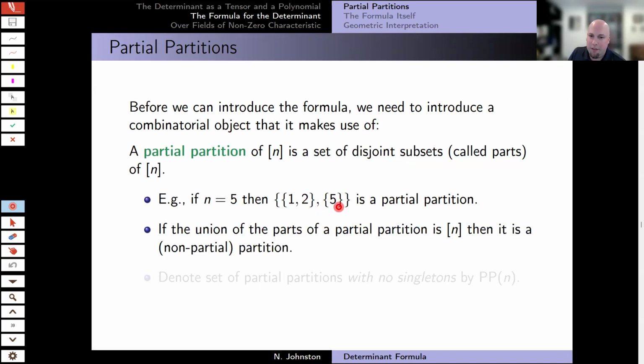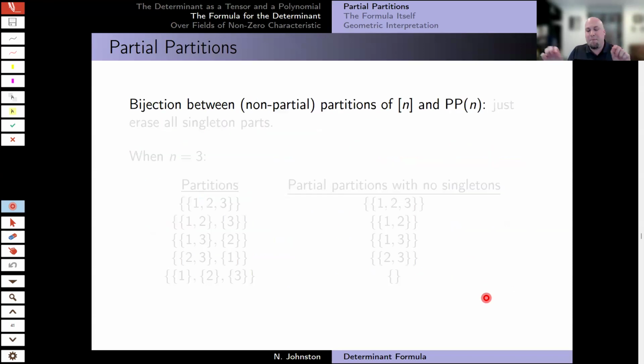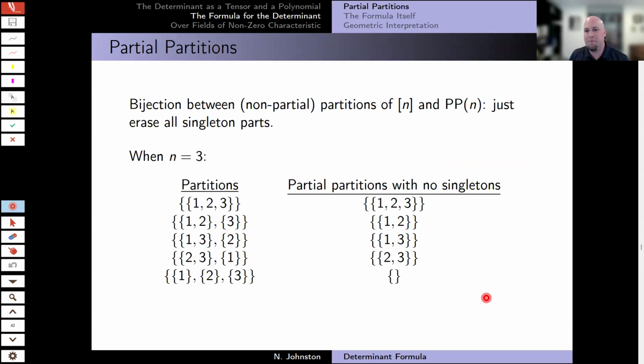If the union of all the parts is the entire collection of numbers 1 up to n, then it's just a regular partition. And we're going to be particularly interested in the partial partitions that have no singletons. So we're going to look at the partial partitions that don't have a part with just one member. We denote those partial partitions with no singletons by pp of n. And one really nice fact about them is that there's a nice bijection between them and the partitions themselves.